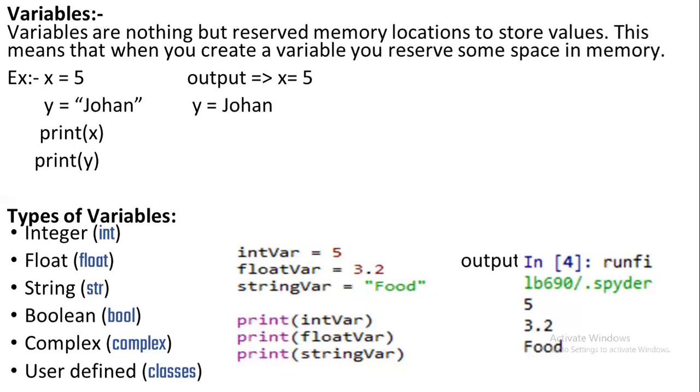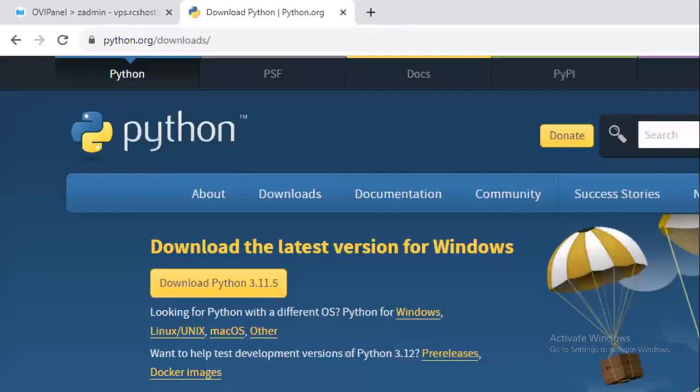Here two variables are there. One is x is equal to 5, so x became integer type. y is equal to John means y became a string type. So its data type will become based on the value assigned to it. Types of variable: integer, float, string, boolean, complex. For example, int var 5, float var 3.2, string var, and then output this.